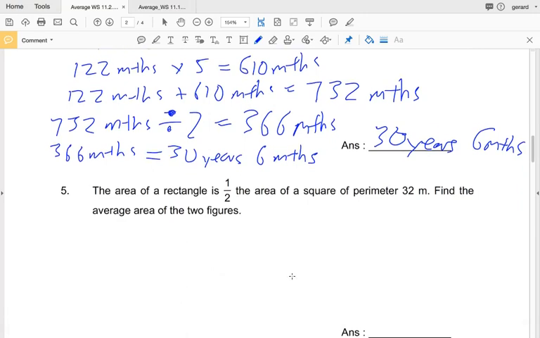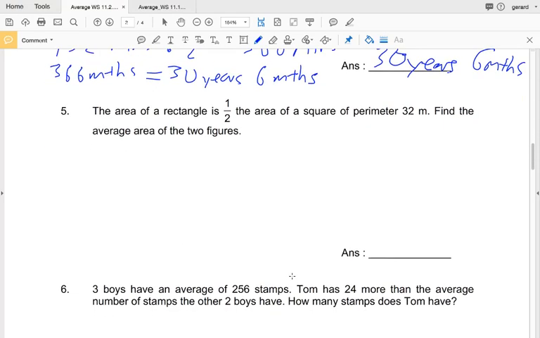Area of a rectangle is half the area of a square, of perimeter 32 meters. Find the average area of the two figures. Remember, you see questions with rectangle and square, the properties of a rectangle and square should immediately pop out in your head. Okay, properties concerning perimeter. Perimeter is the 4 sides added together. Area, right? Area would be the length times the breadth. Okay, these two major properties should come out immediately. Alright, and of course for a square, there's still the one that says that all sides are equal.